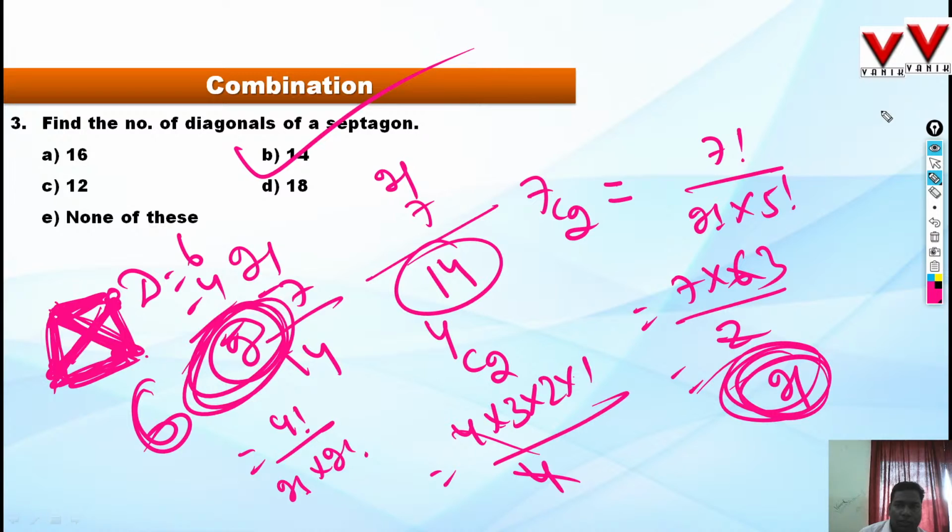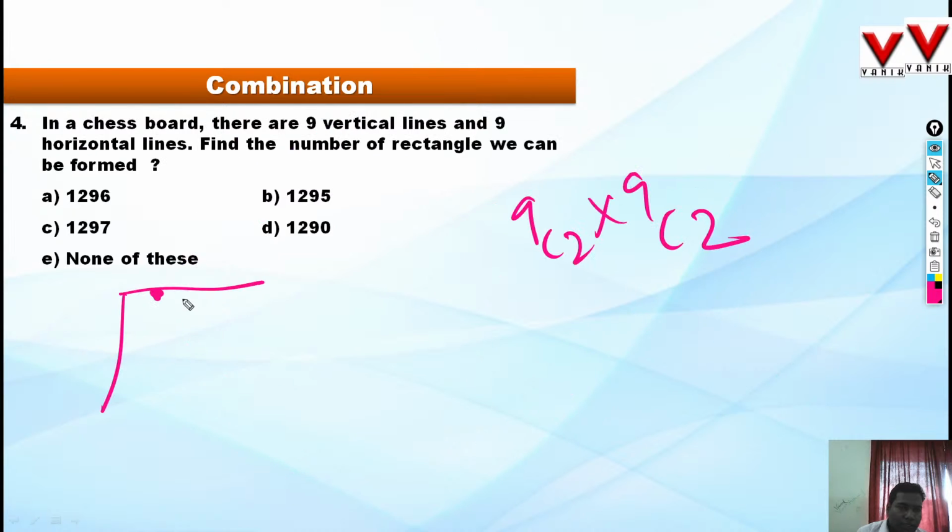Question number 4. In a chessboard, there are 9 vertical lines and 9 horizontal lines. Find the number of rectangles that can be formed. 9C2 into 9C2, because from the vertical lines we select 2 lines and from the horizontal lines we select 2 lines.